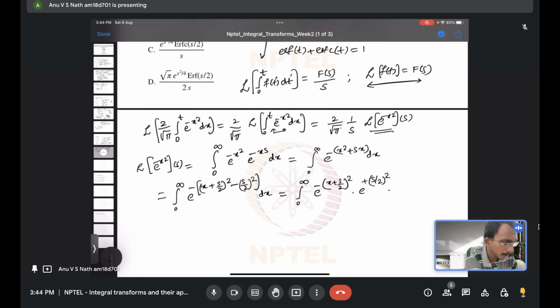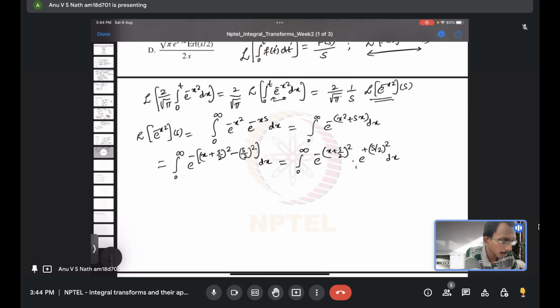And see, this is actually a constant term that does not depend on the integration variable x, so we can take that outside. E raised to s square over 4 times e raised to minus x plus s by 2 the whole square dx, 0 to infinity. Now use a substitution, it's actually a translation, x plus s by 2, let's say that's y, then dx is equal to dy.